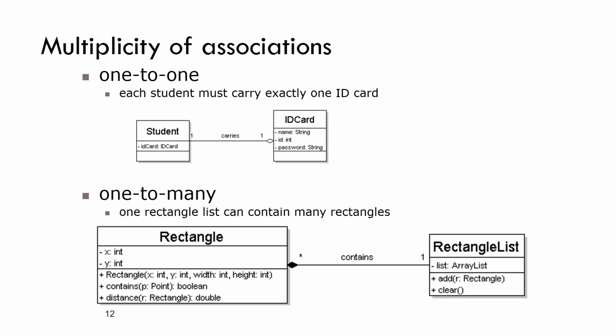Right. So these are the kinds of association multiplicity. The first type is one to one. Each student, for example, must carry exactly one ID card. Look here, one student carries only one ID card. This symbol is a direction, so we read from student to the ID card here.